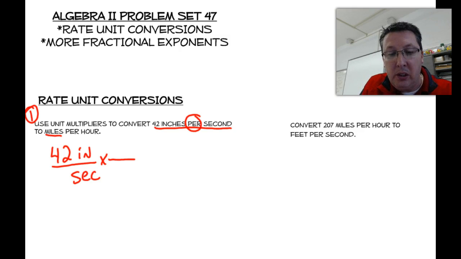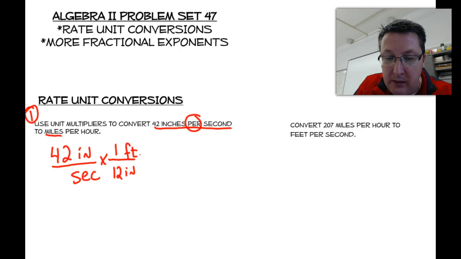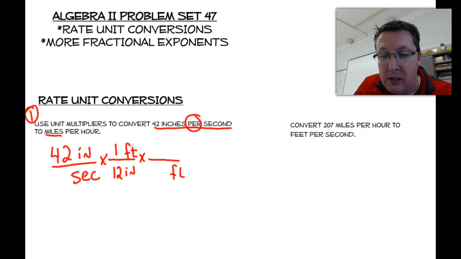So, unit conversions: I have inches. I need them to cancel so they go on the bottom. I'm turning them into feet. What's the connection with feet and inches? Well, 1 foot is equal to 12 inches. Next, I have feet. I want them to change to miles, so feet need to go opposite. They cancel and turn into miles. And you should remember 1 mile is equal to 5,280 feet.